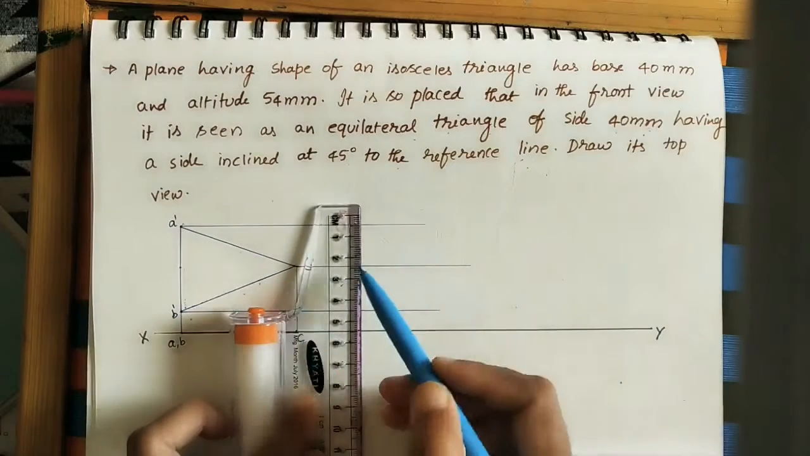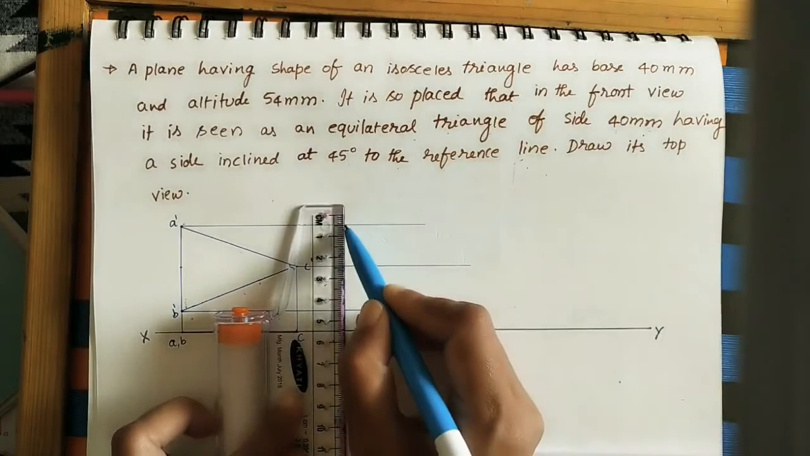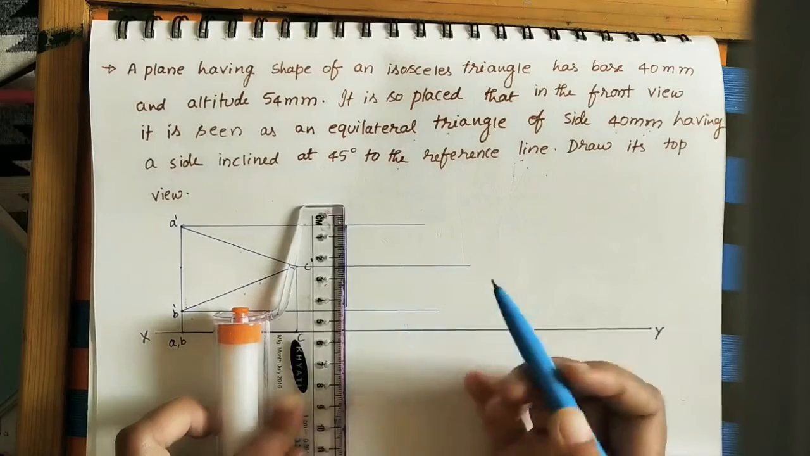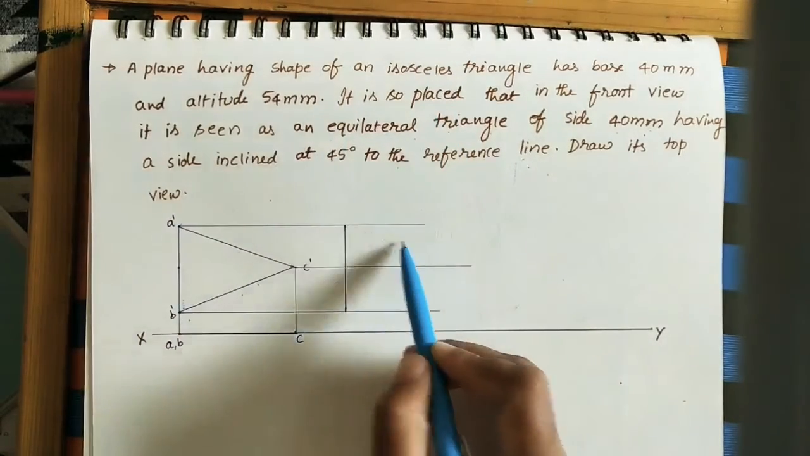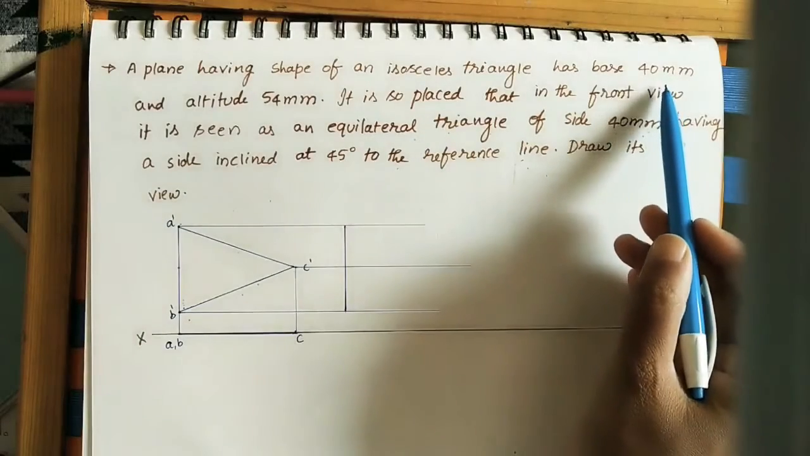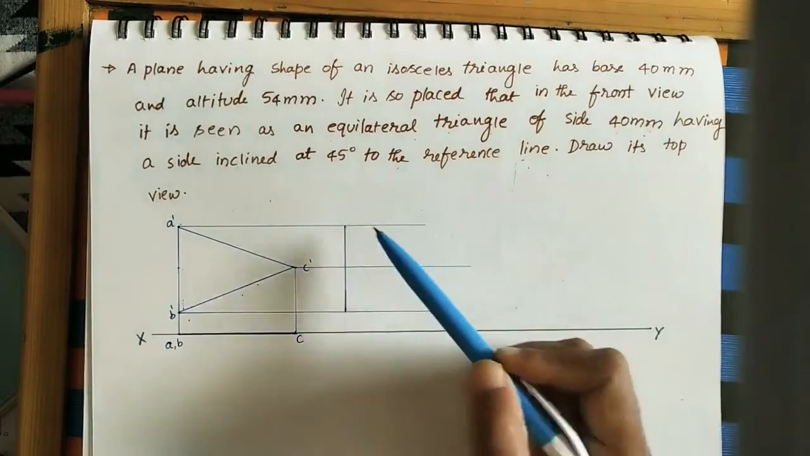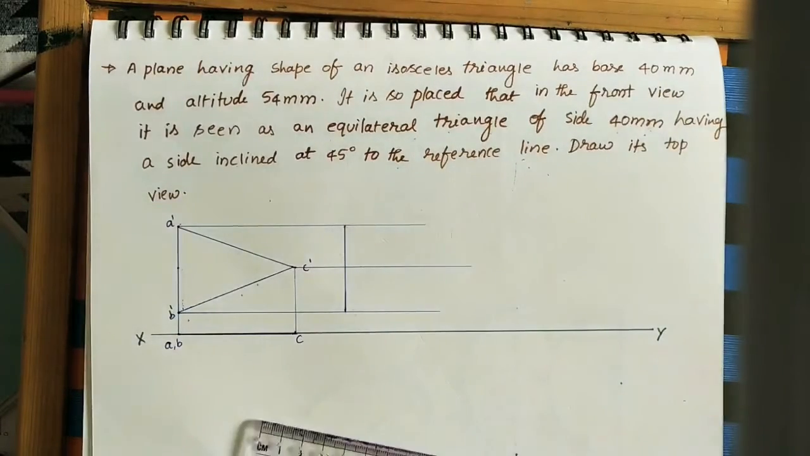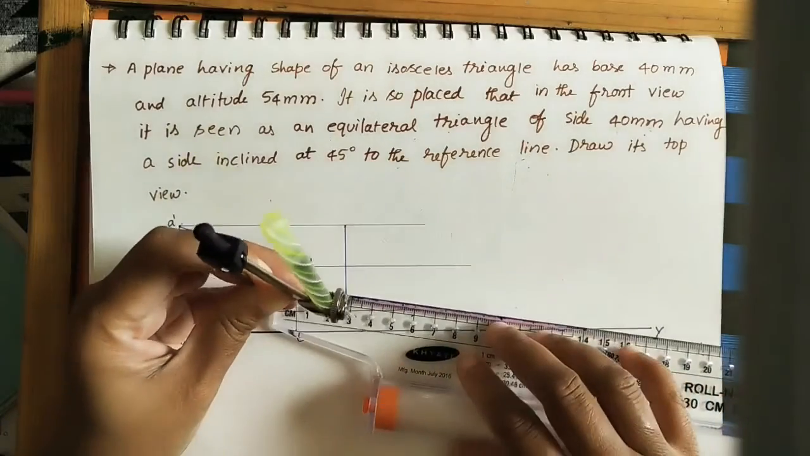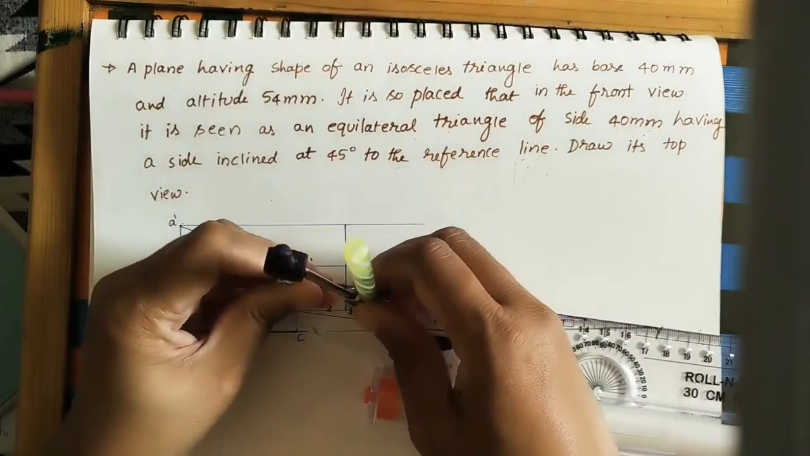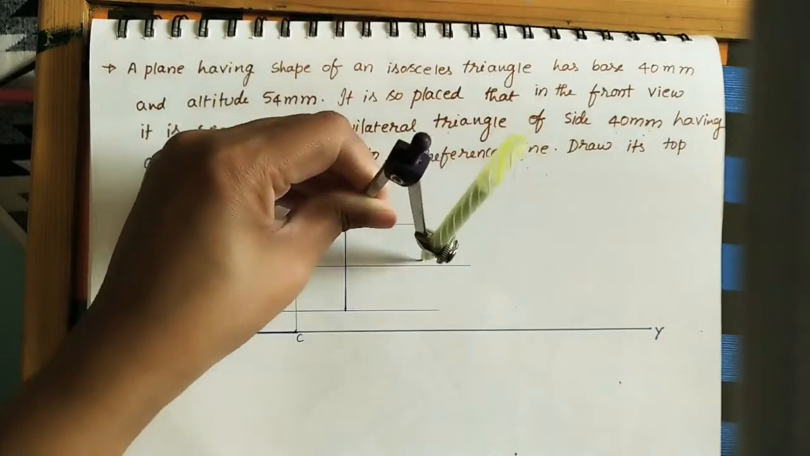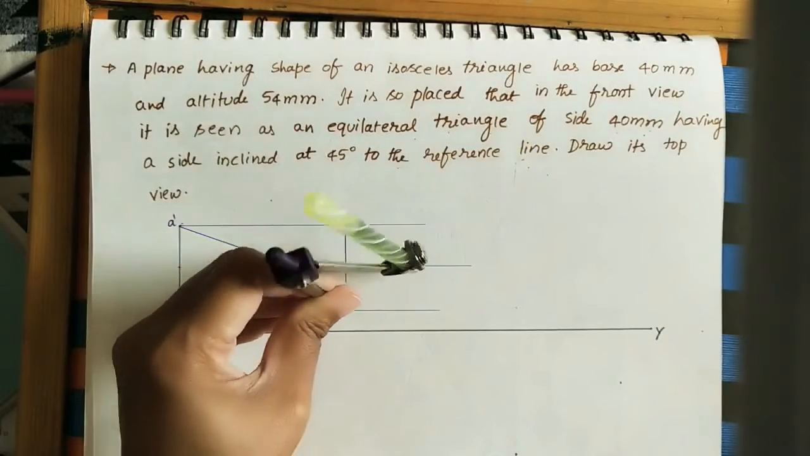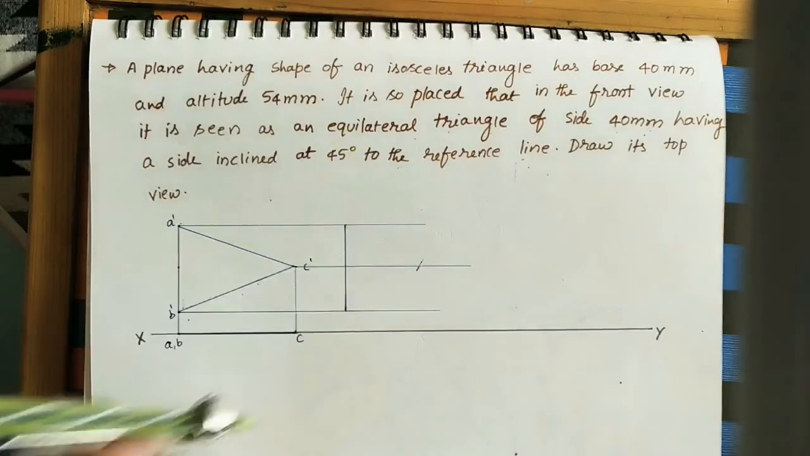And after some gap, after this triangle, take a 4 centimeter line. Okay, already it is 4. We need to do the equilateral triangle of 4 centimeter. The remaining two sides are also 4 centimeter. By using the compass, take 4 centimeter. Take this as a center. Do an arc here.